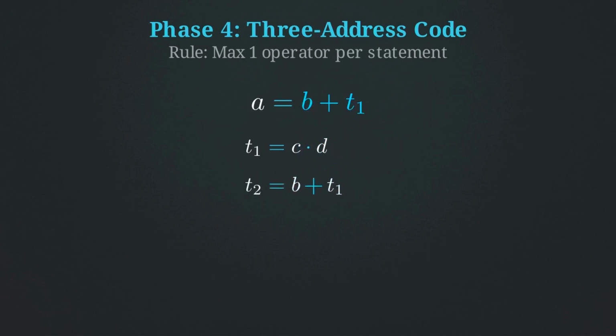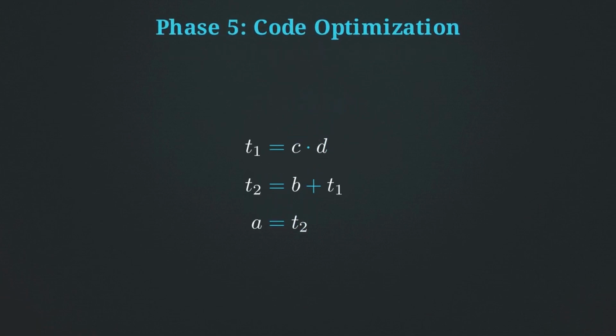Look at the original equation. If T1 holds the multiplication, what comes next? The compiler has to add B to that result, creating a second temporary variable, T2. Finally, it assigns T2 to A.